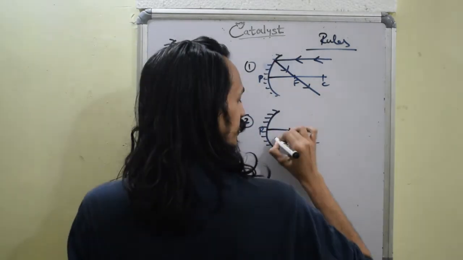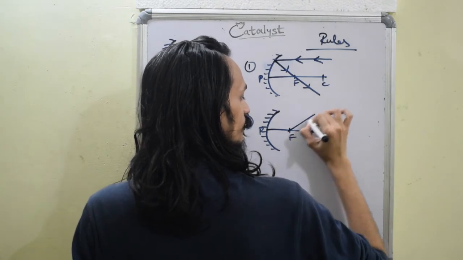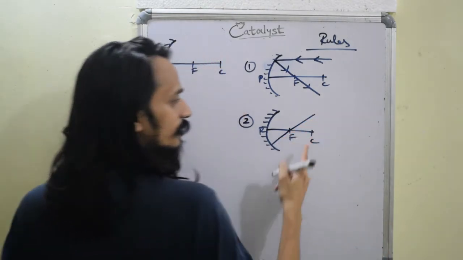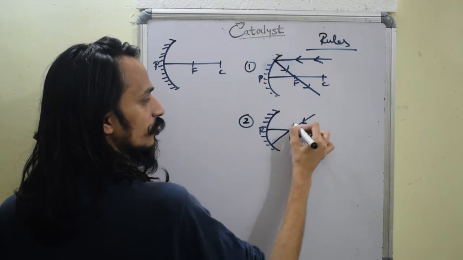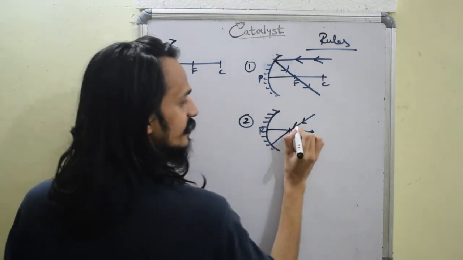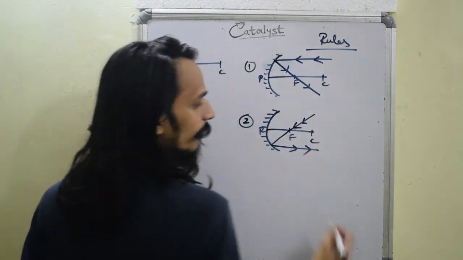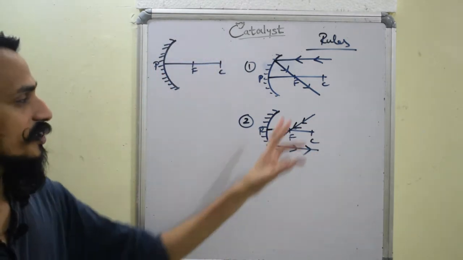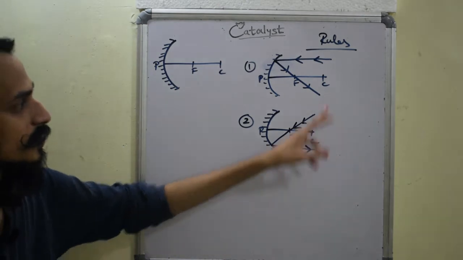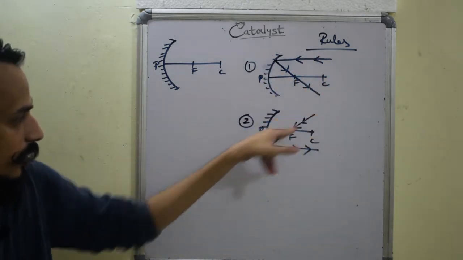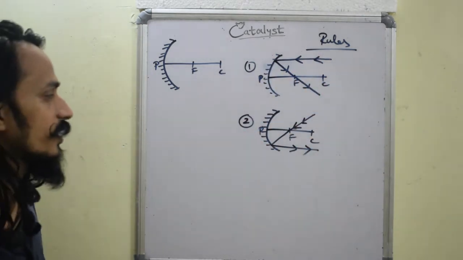Over here I'll say that the incident ray goes through focus, right? You see the first ray itself is coming through focus, and since it is a converse, it would mean the reflected ray will become parallel to the principal axis.